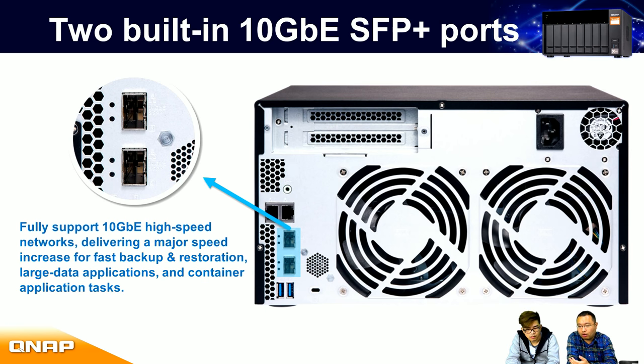Or if you have a server or PC, you can also install a 10G card with SFP+ support on your computer and do a direct connection with a direct attach cable. That comes in lengths from 1.5 meters all the way to 5 meters. You can connect them directly and then access the data, or even edit video or photos directly on the NAS with your computer.